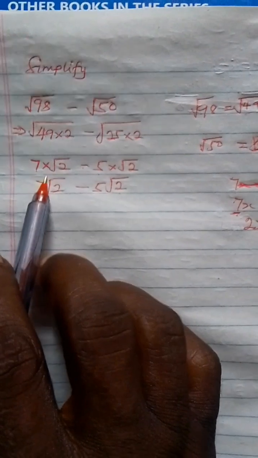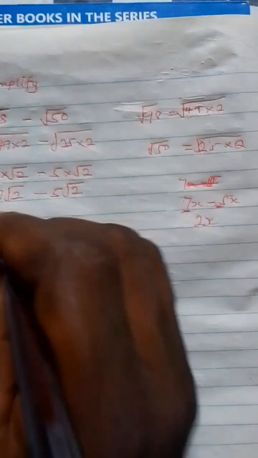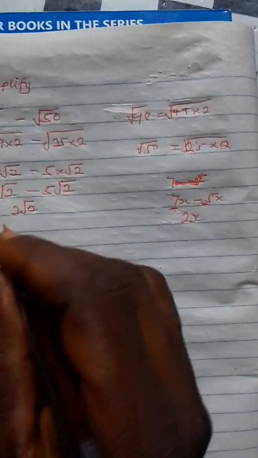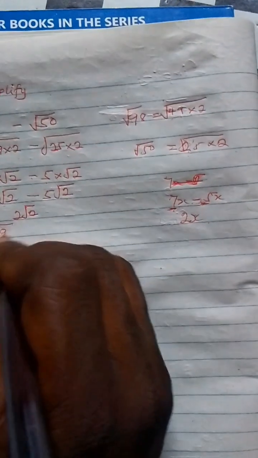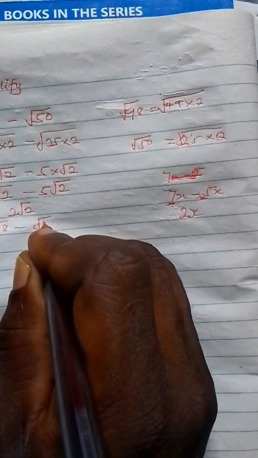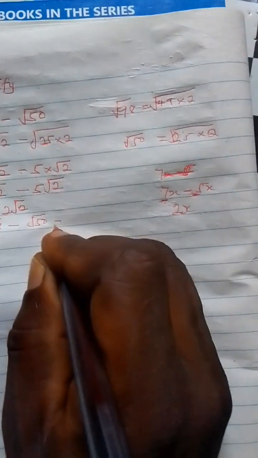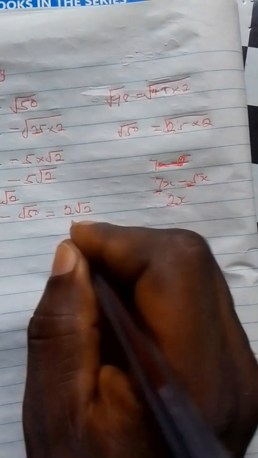So the same thing I'm going to do here. We only subtract the numbers outside the square roots. So we have 7 and then 5. So 7 minus 5 gives us 2. Then we attach the square root of 2 to it. So it means that the square root of 98 minus the square root of 50 is equal to 2 root 2. Thank you.